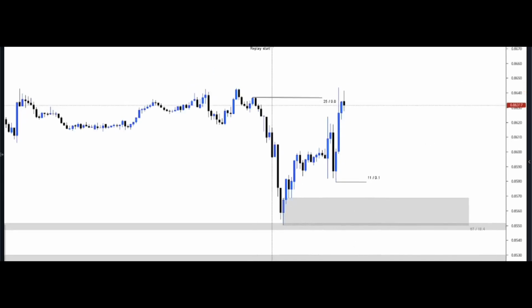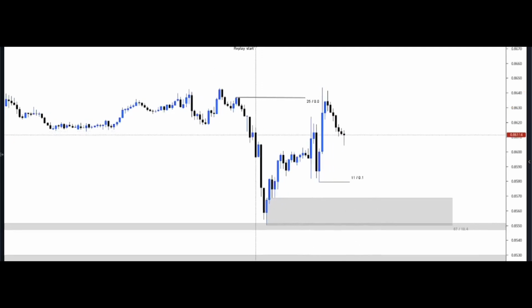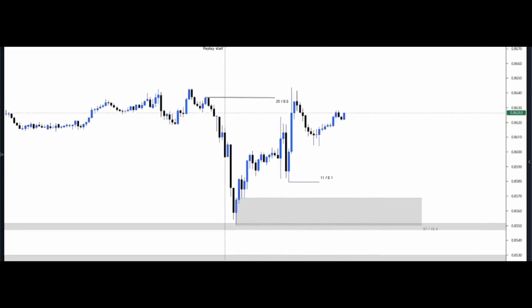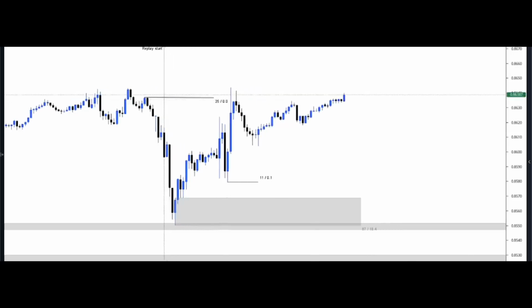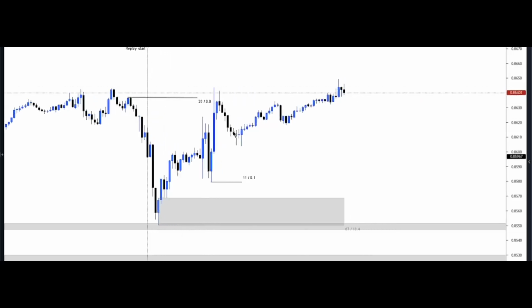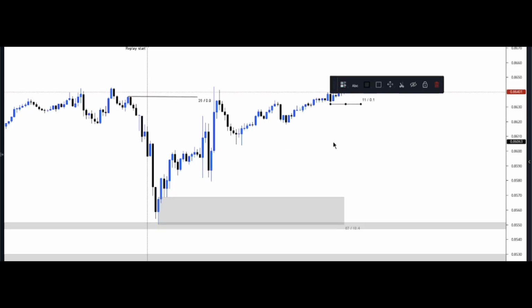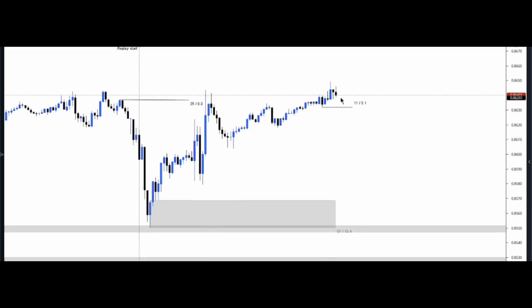So we continue. Okay, so as you can see, price has taken out this high. Price didn't come down to take out this inducement, so we can transfer our inducement from here to this point to confirm this new high. Now our zone is still valid here, so we continue.